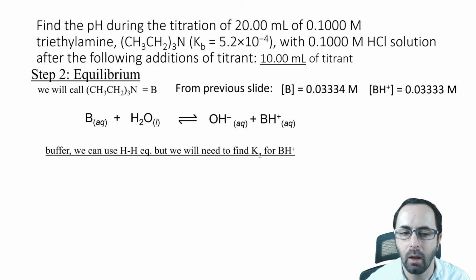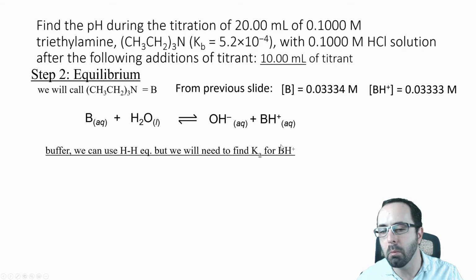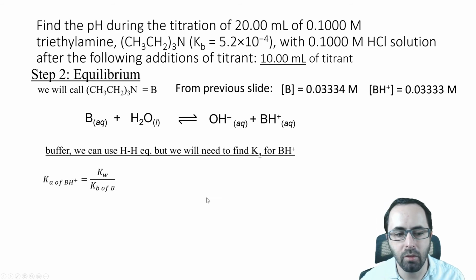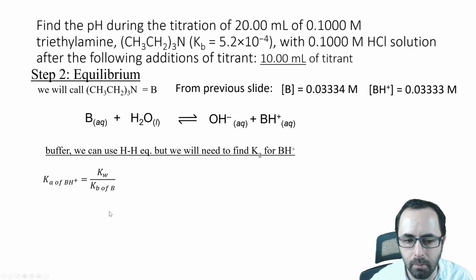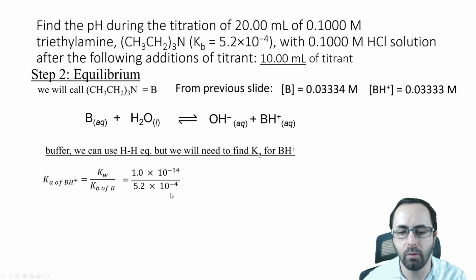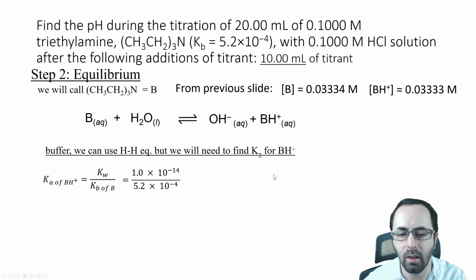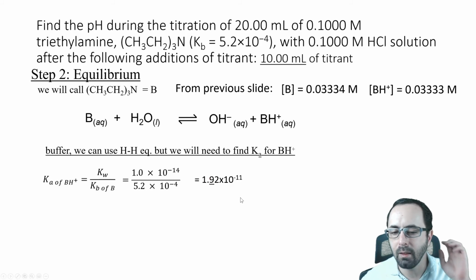So remember that Kb for a weak base times Ka for its conjugate acid multiplied to Kw. And so if we want the Ka of BH plus, we take the Kw and divide by the Kb of the base. Kw is 1 times 10 to the minus 14. The Kb for the base is 5.2 times 10 to the minus 4. So we're going to divide those. 1 times 10 to the minus 14, divided by 5.2 times 10 to the minus 4, and we get 1.92, where the 9 is the last sig fig, times 10 to the minus 11. I've underlined the 9 here, that's the last sig fig.